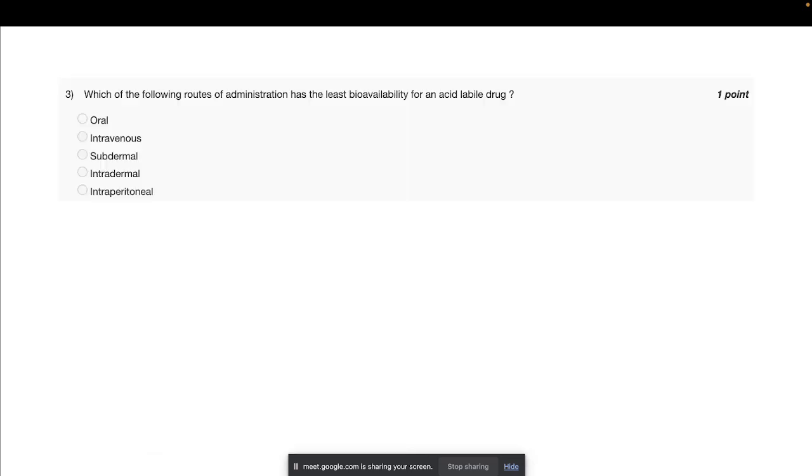Next was, which one of the following routes of administration has the least bioavailability of an acid labile drug? The answer was oral, because when you administer a drug orally, it has to go through the GI tract and ultimately through the stomach, where the pH is very acidic. So if your drug is very acid labile, it can degrade in this acidic pH, and it won't be absorbed in the bloodstream, and it won't be available for its action. Hence it will have the least bioavailability when it's given orally.